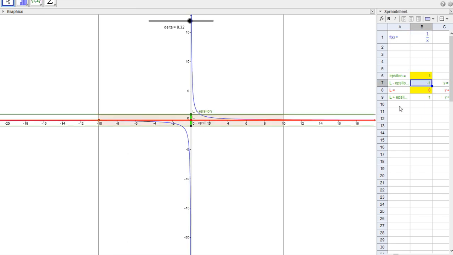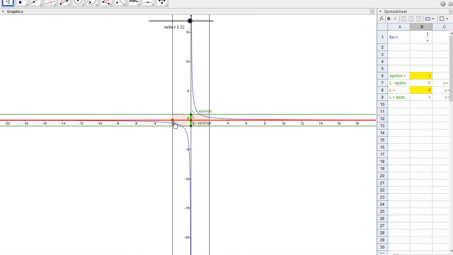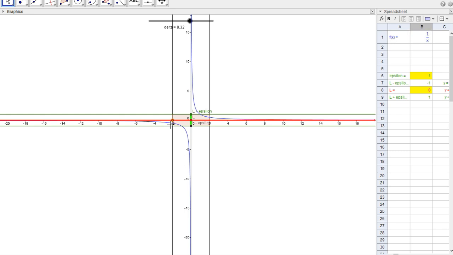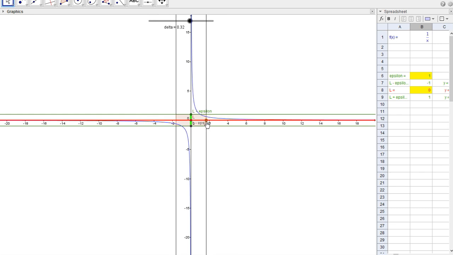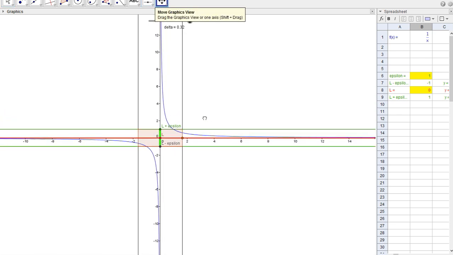Let's go back to a larger epsilon. And so there's some point out here beyond which, say actually right in there would do it, or even further out, so that all the y values are between here and here as you go further to the left. So that's the picture that we want to be looking at to help us explain what's going on.